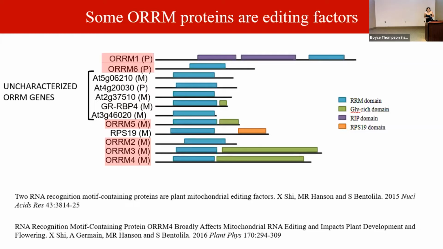ORRM1 is known to be part of a clade where most proteins are organelle targeted. Five additional ORRM editing factors highlighted here have been characterized. The top ones have been localized to the plastid and the bottom ones to the mitochondria. As you see here in the black bracket, these are five uncharacterized ORRM genes. However, not all of these take part in editing, such as the one highlighted in blue. RPS19 is actually a ribosomal protein.